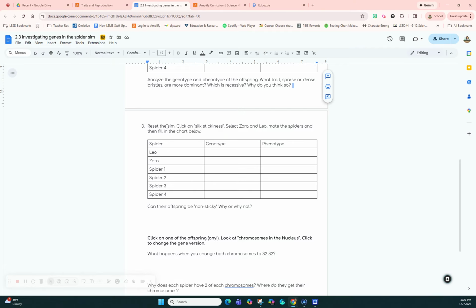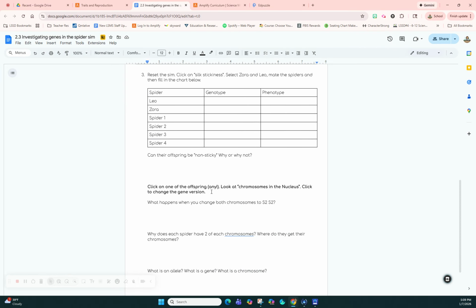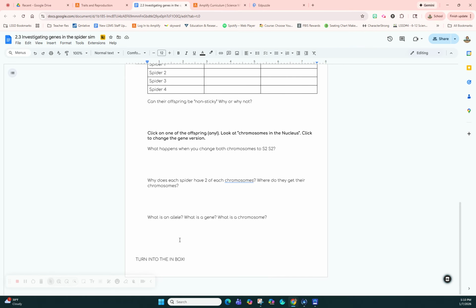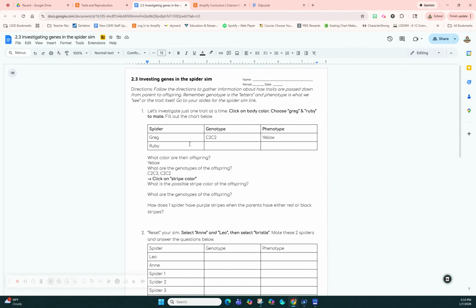You're going to keep going, filling out, following your specific directions about your different traits. And then follow your directions here. When you're answering about your vocabulary, just use your notes. If you run out of time, just give it your best shot and you can finish it tomorrow.